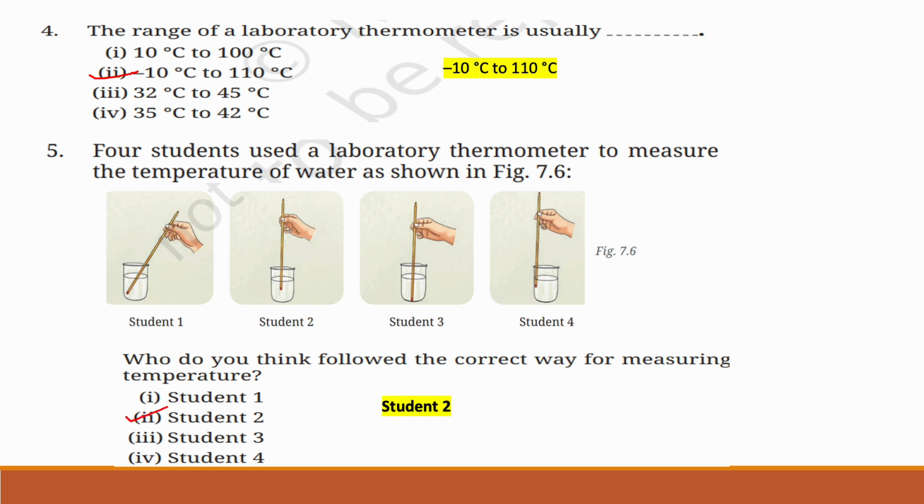See, the bulb of the thermometer should not touch the bottom part or the sides of the beaker. Also, you must hold the thermometer vertically without tilting the thermometer.